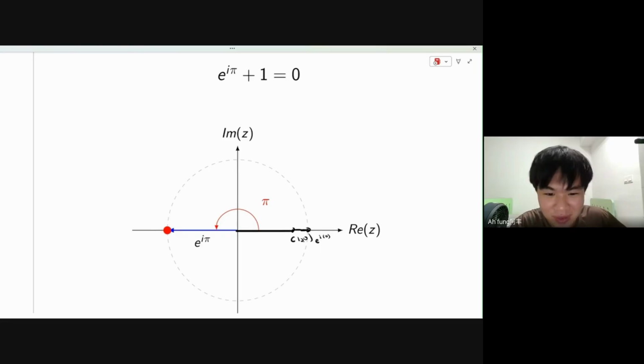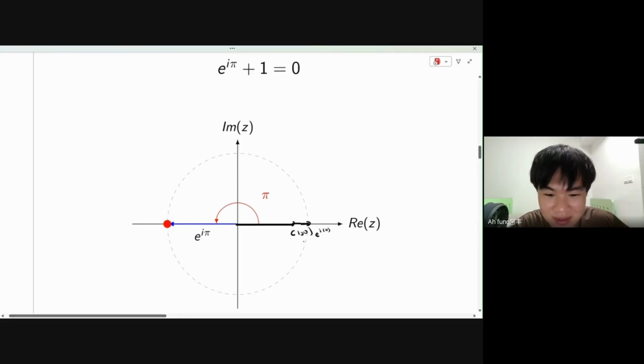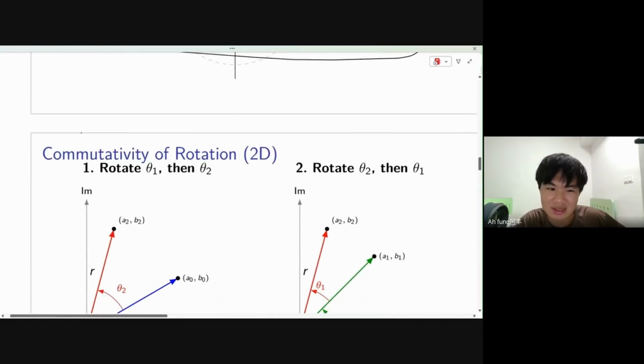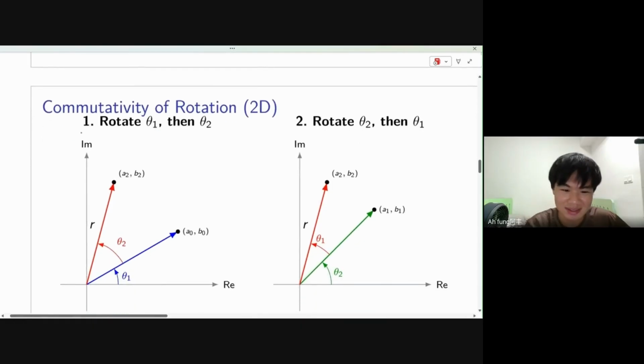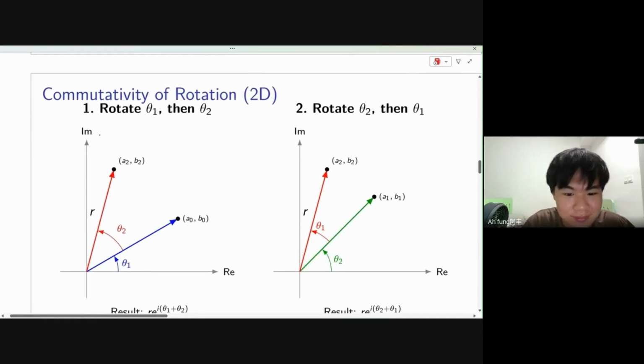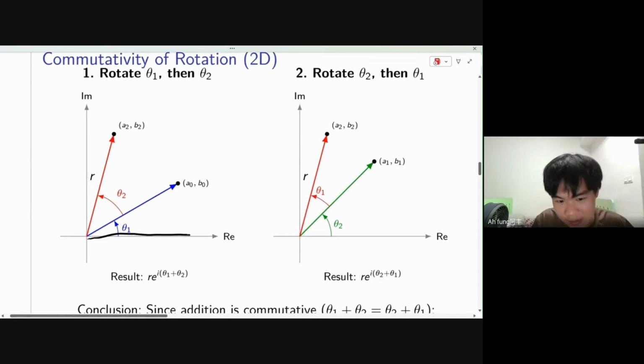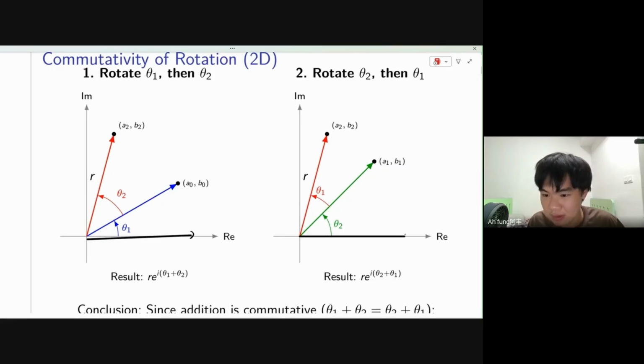So from here, we know that complex numbers can describe rotation in a plane, which is 2D. Does it commute? Let's see. If there is a vector, we can just ignore the coordinates of this vector. We just don't know the length. It doesn't matter, but the result is important.